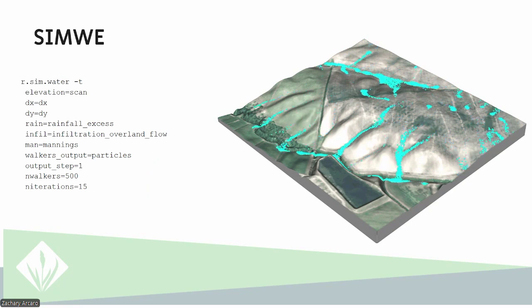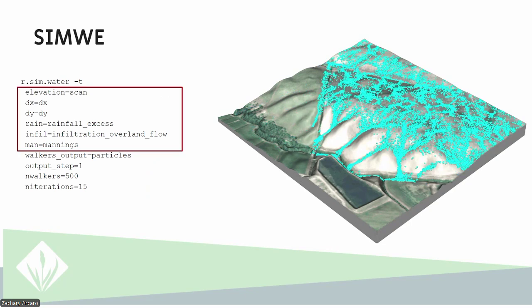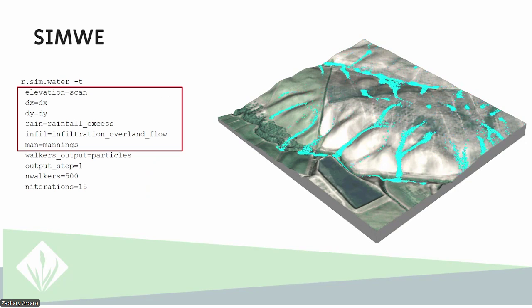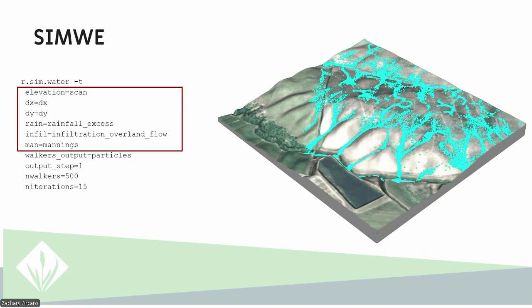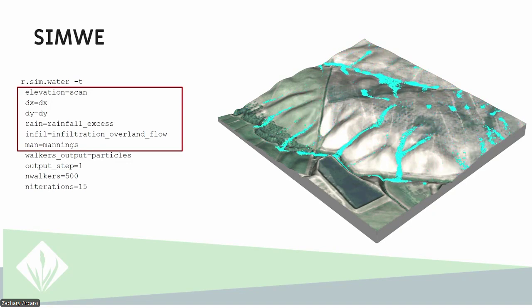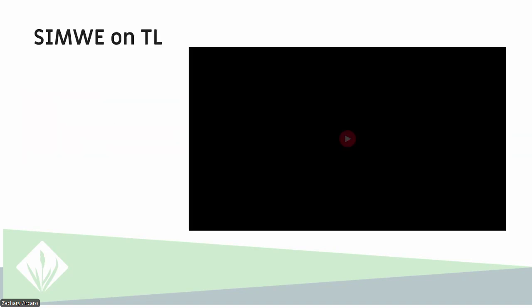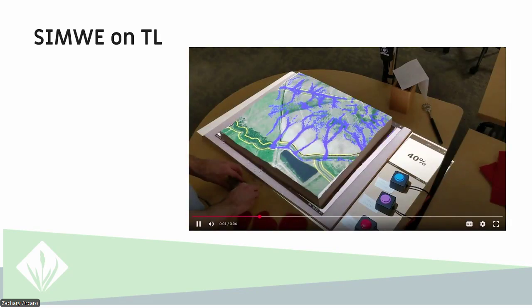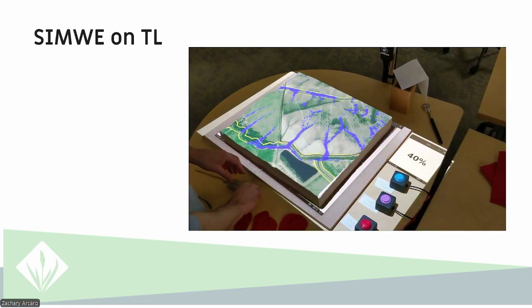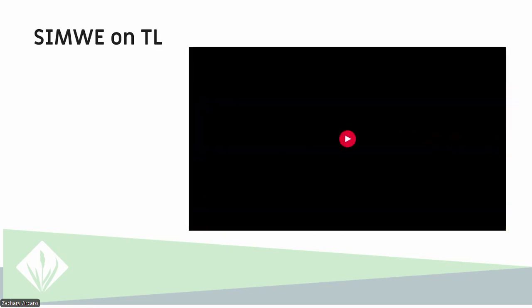So this is our SIMWE, and what's great is that GRASS or Tangible Landscape can modify all these inputs. We can change the elevation, we can change the rainfall excess and infiltration and Manning's by changing the land cover using felt patches and things like that. So we can pretend to plant some vegetation on the terrain and then see how it would change the particle movement. And so I was lucky enough to implement this last year. And you can see in the video that it's totally working.